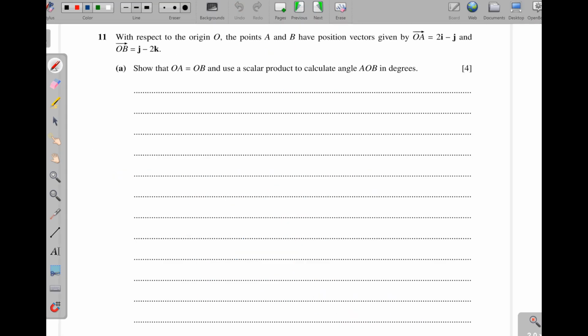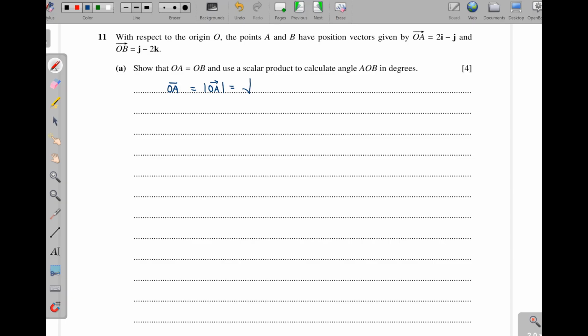Question 11 is coming from vectors. With respect to the origin O, the points A and B have position vectors given by OA, which is this, and then OB is this one here. Show that OA is equal to OB and use a scalar product to calculate the angle OAB. Now OA, this one here, is also the same as saying the modulus of A. Are we there? So this is the modulus of vector OA.